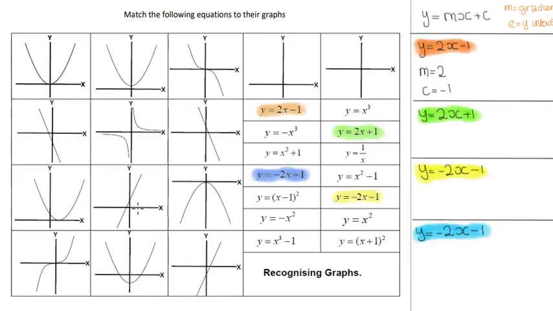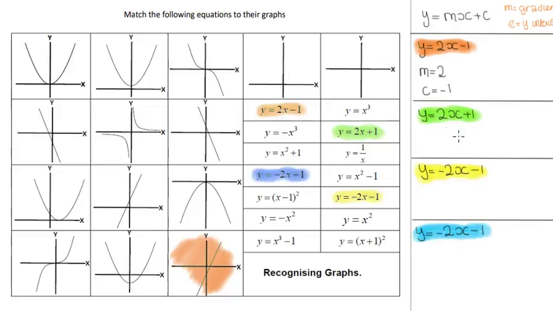So this one or this one, and it's got to cross my y-axis at -1. Well, this one crosses on the positive part of my y-axis. So that means that my answer for this is this one down here, because it crosses on my negative part of the y-axis. So this would be my answer for y equals 2x minus 1. Okay, let's have a look at the next one.